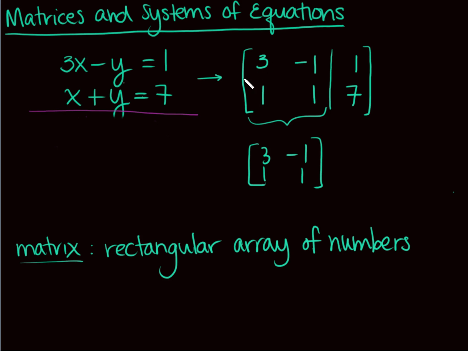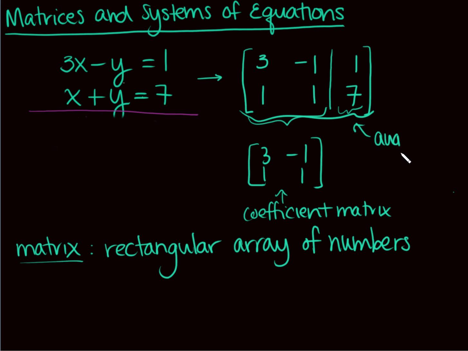If we only look at the left-hand side of my equality here, we call this the coefficient matrix. And then when we bring in the solution column right here, this whole matrix, that's what we call an augmented matrix, because it's augmented with the solutions column.